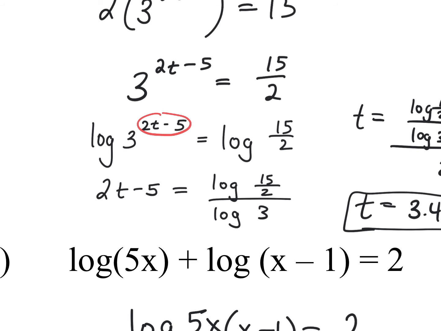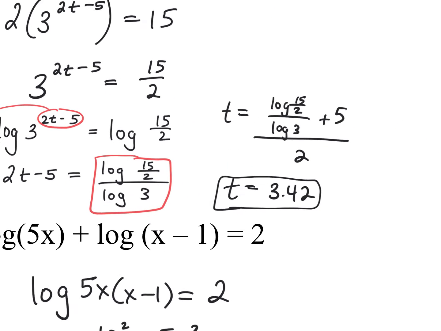This became a coefficient, right? My power rule of logarithms. And then I divided both sides by log of 3. What you'll notice at this point is we've basically created that change of base formula that we saw last unit.